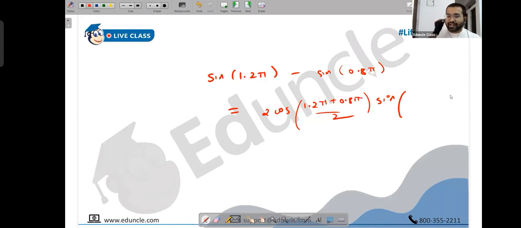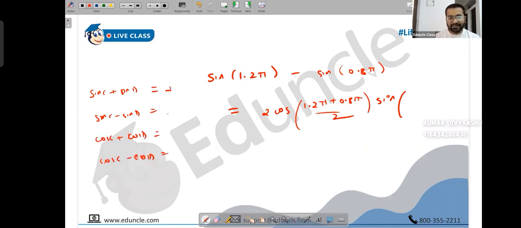I have remembered a trick with the help of which I remember this. I remember sin c plus sin d, then sin c minus sin d, and then cos c plus cos d, and then cos c minus cos d. I remember it in this order always. And then it is 2, 2, 2, 2, and then here you have sin cos cos sin. That's how I remember. And then you have cos sin cos sin.